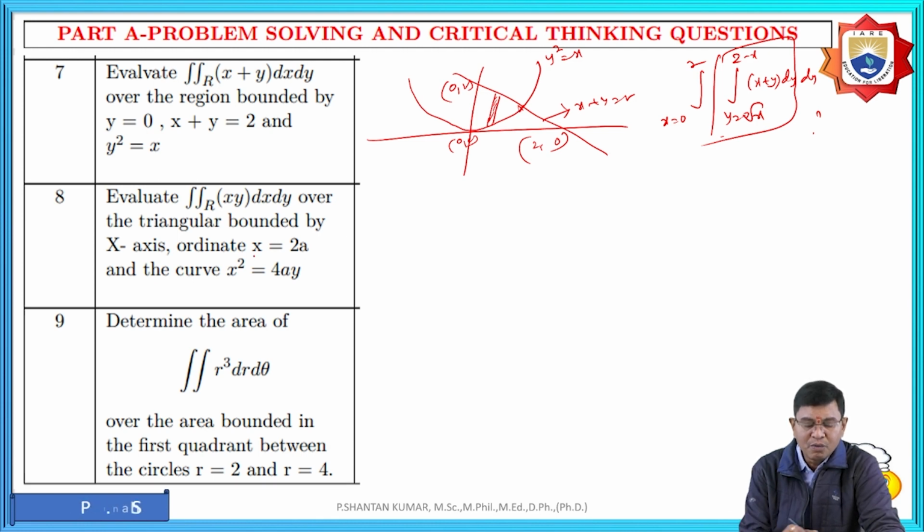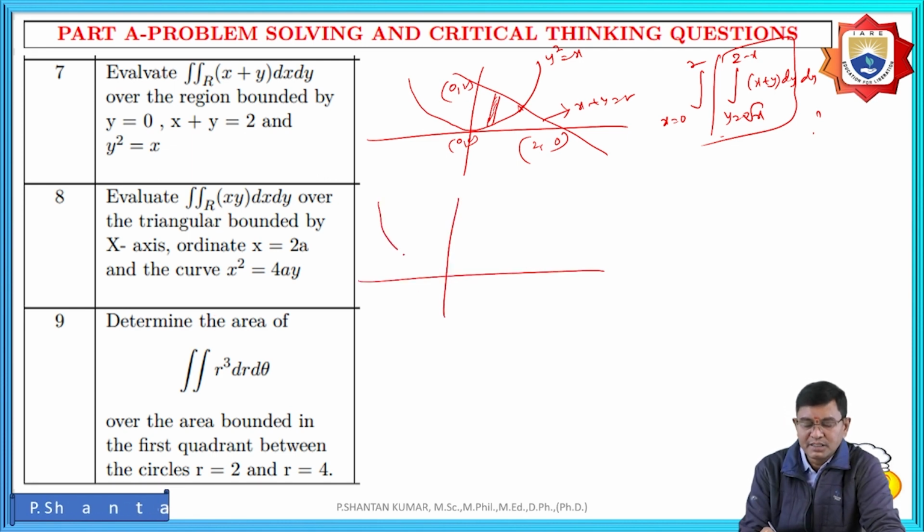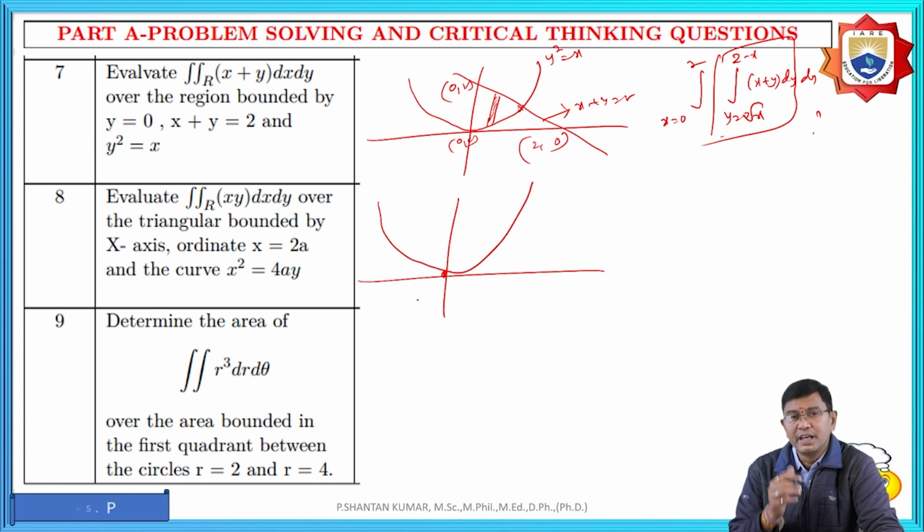Here, over the triangular region bounded by x equal to 2a and the curves, the structure is x square equal to 4a y. X equal to 2a is the line, and x equal to a is also marked.